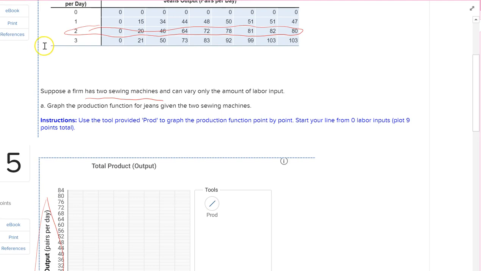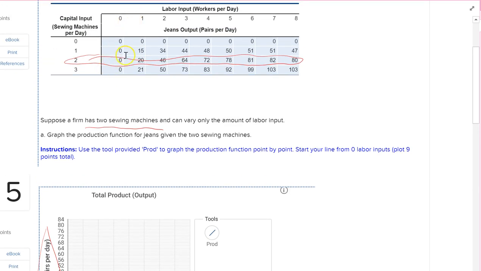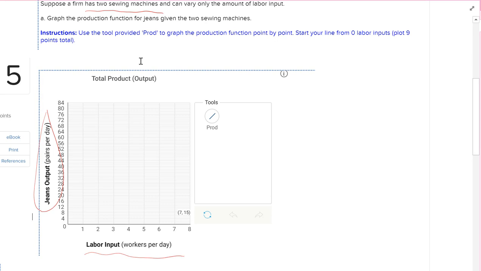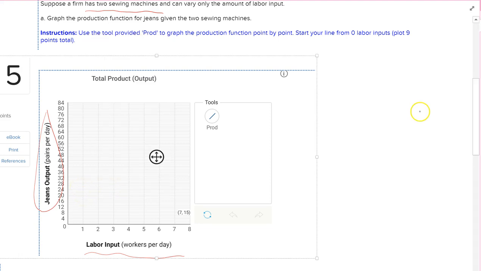So we're just going to go with the numbers from the chart. It's actually really simple here. We're going to say with 1 worker and those 2 sewing machines, 20 pair of jeans can be produced. So 1 labor input, and here's 20 pair of jeans. Now this is going to be harder for me to pinpoint, but I think you can see how to do this on your own graph. You'll have a tool that works way better than mine.